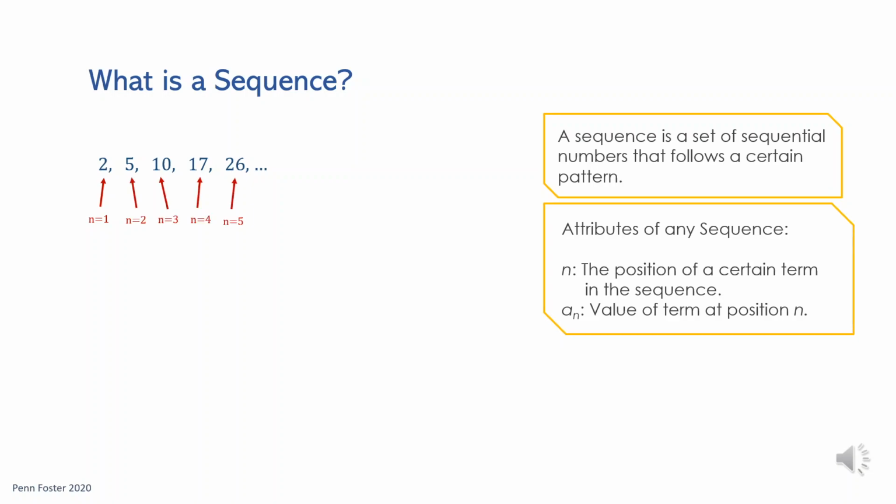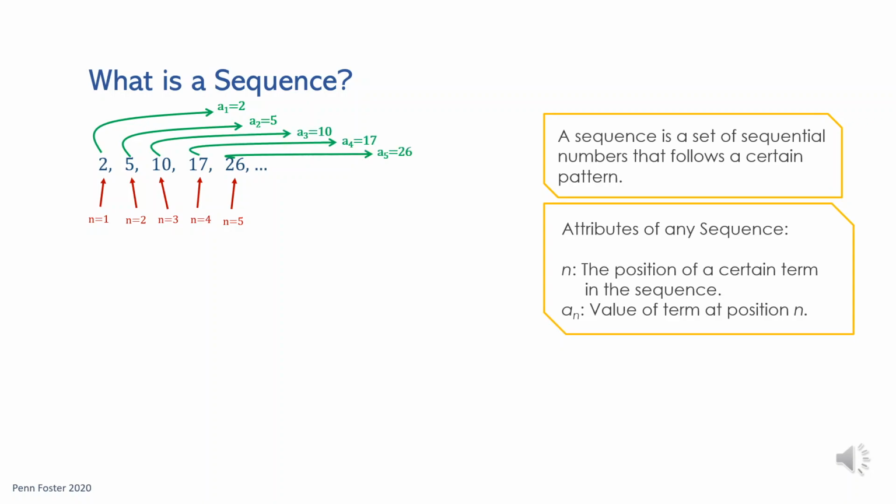The value of each term in a sequence is denoted by the variable a with subscript n. So a sub 1 is the value of the first term in this sequence. Therefore, a sub 1 equals 2, a sub 2 is 5, and so forth.